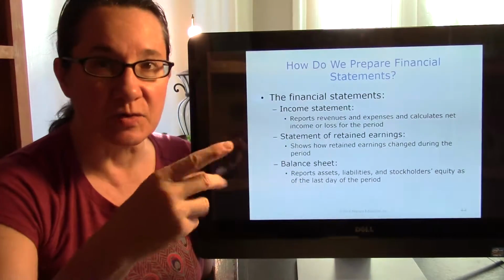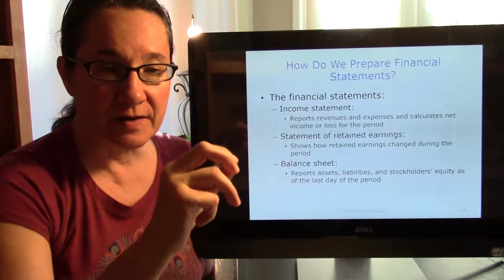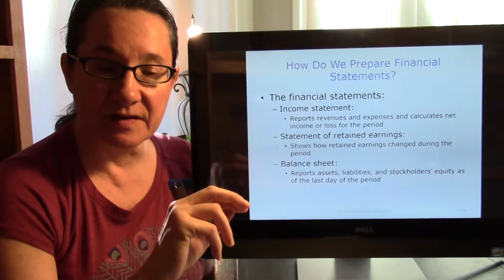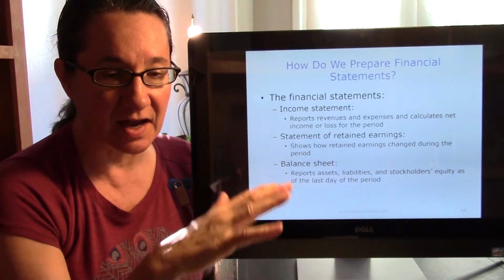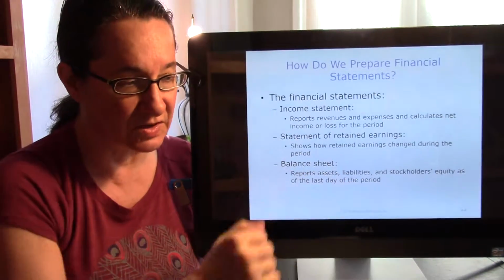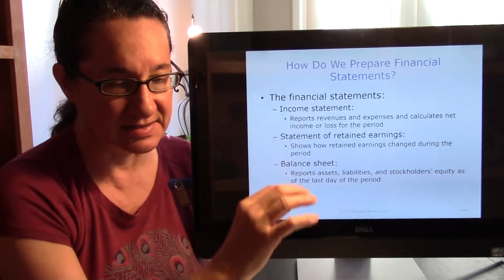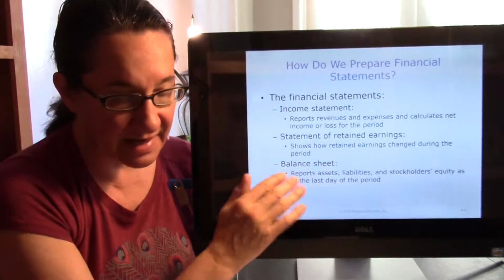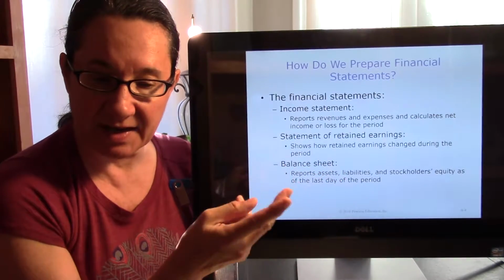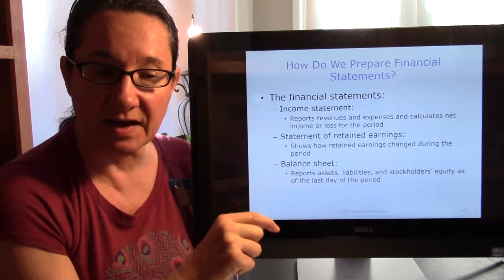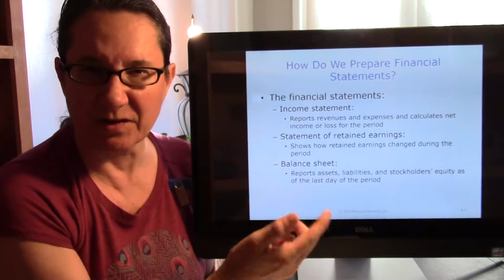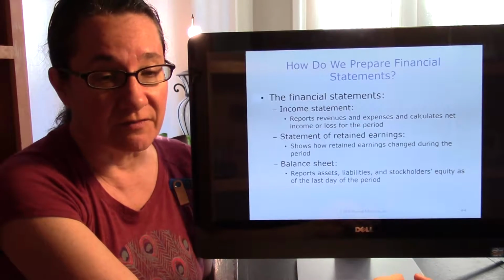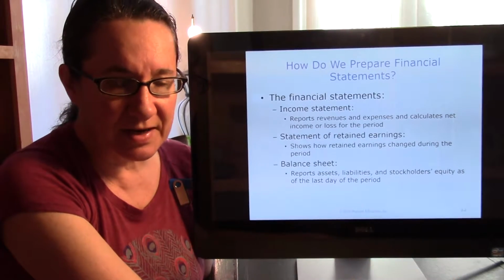So expenses go on the income statement. Retained earnings is where we take those net incomes from the income statement and the dividends that we may have paid out, and we calculate our new retained earnings, which then goes on the balance sheet. Balance sheet is always assets, liabilities, and equity accounts. Retained earnings is an equity account, and it is the only account that's on two statements. Retained earnings goes on the statement of retained earnings, obviously, and it also goes in the equity section of the balance sheet.